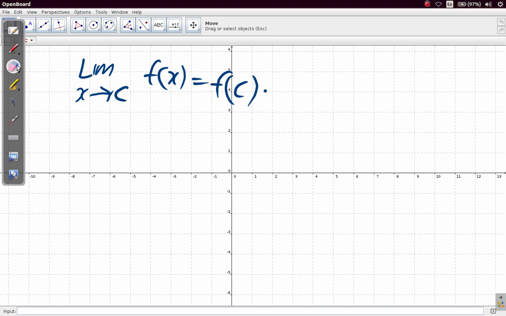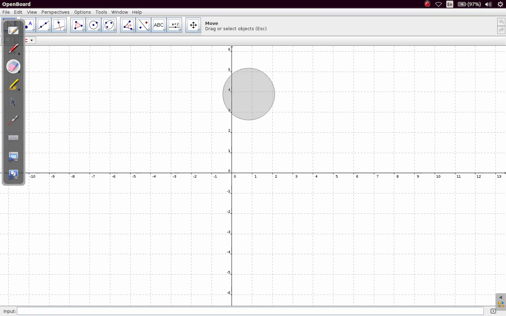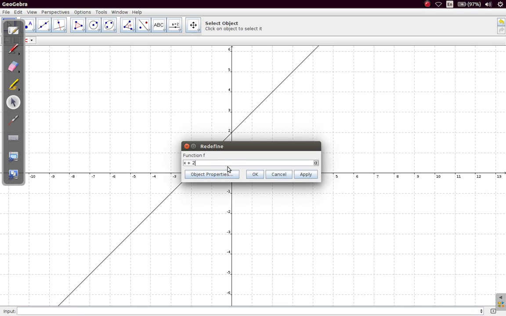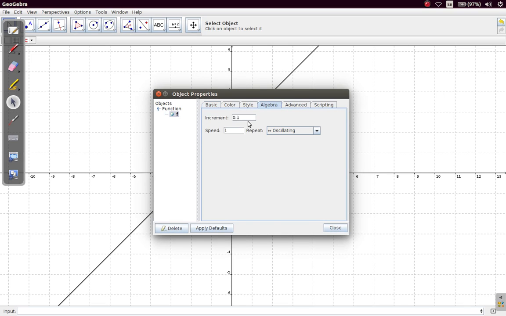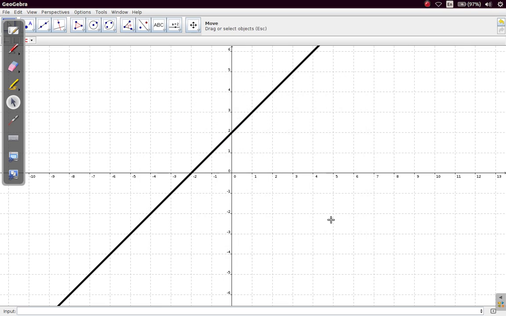Now, an example might be in this function. Let us say you have f of x is x plus 2. There you have this line. This is the graph of f of x equals x plus 2. Let me make it thicker. Here, this is x plus 2.